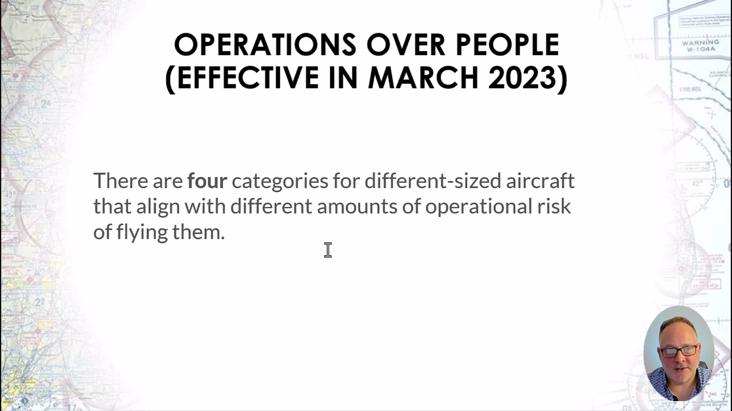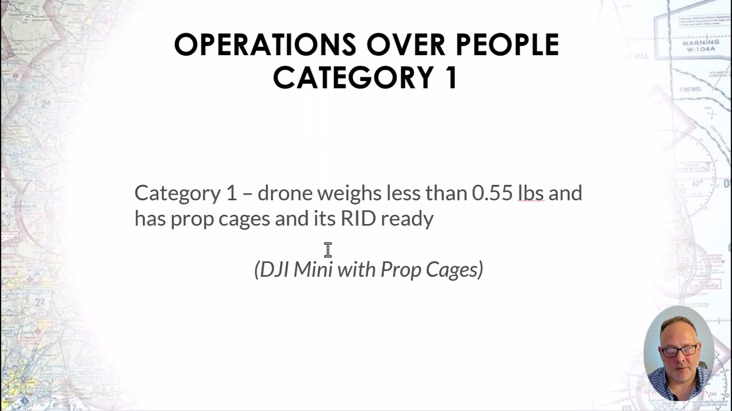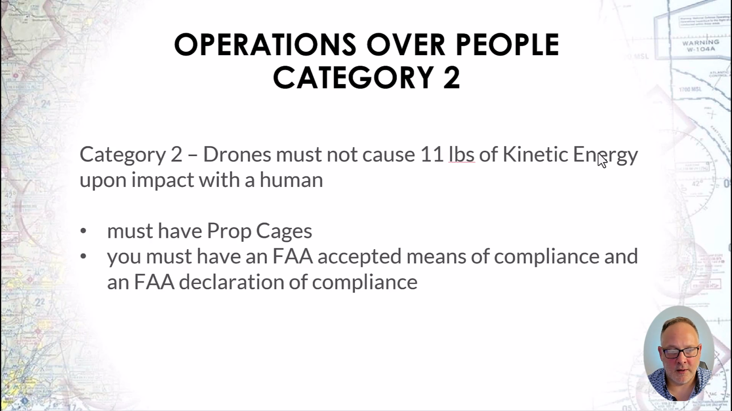So what the FAA has done is created 4 categories of drones by which you can minimize the operational risk of flying them, right? These are the 4 different types of drones, getting progressively larger. Category 1: the drone weighs less than 0.55 pounds, has prop cages, and is remote ID ready. We'll talk about that in a bit. So a newer Mavic Mini will be fine. Put some prop cages on it, you can fly over people and that will be okay. So that's category 1.